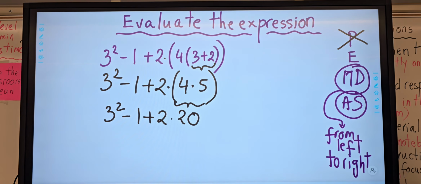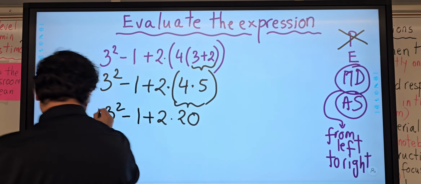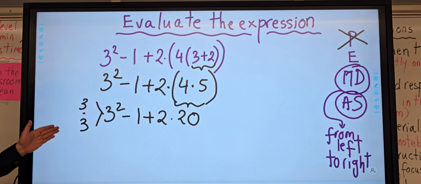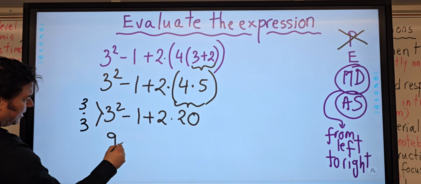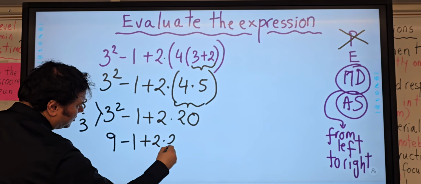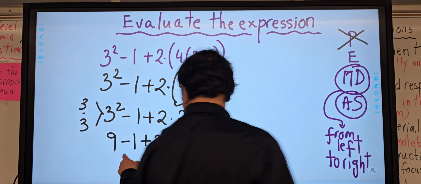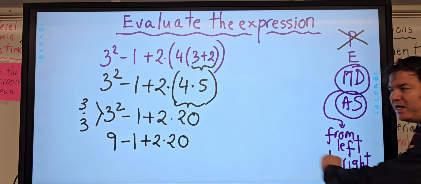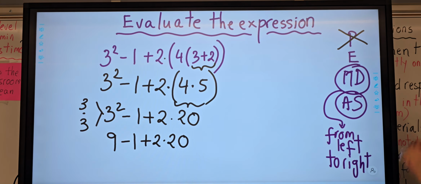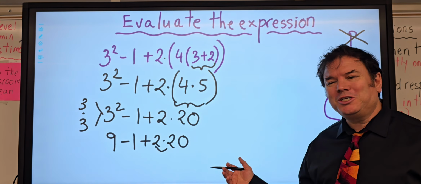So the parentheses are gone. Now let's take a look. Do we have any exponents? Yes, we do. 3 squared. 3 squared becomes 3 times 3. And 3 times 3 becomes 9. Minus 1 plus 2 times 20. Okay, and now we have subtraction, addition, and multiplication. And again, we know that multiplication comes before addition and subtraction. Then we have to multiply now 2 times 20, which is 40.